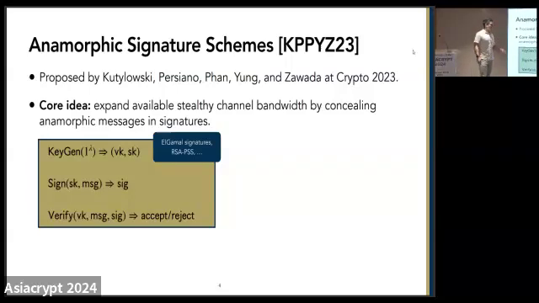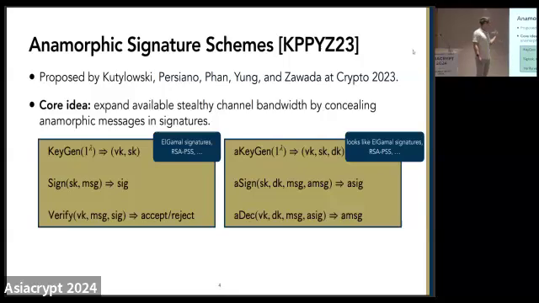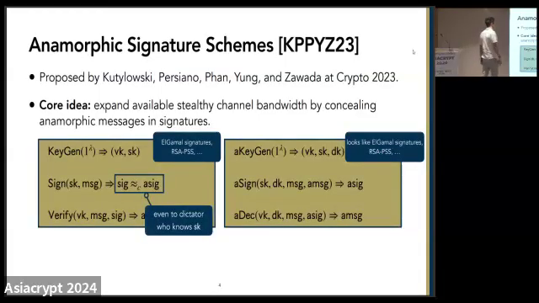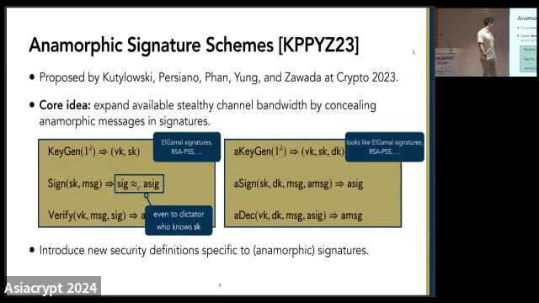For the syntax, we might be working in a system that implements a standard signature scheme like El-Gamal signatures or RSA PSS, which has key generation, signing, and verification. Our anamorphic extension looks like whatever signature is deployed in our system. Anamorphic key generation again outputs a double key in addition to the normal keys. Anamorphic signing takes in the signing key, double key, message, and anamorphic message, and outputs an anamorphic signature. Finally, anamorphic decryption takes, in addition to the verification key and message, the double key and anamorphic signature and reveals the anamorphic message hidden within. Again, we want this indistinguishability property to ensure stealthiness. KPPYZ also introduced a new security definition specific to anamorphic signatures in their work.